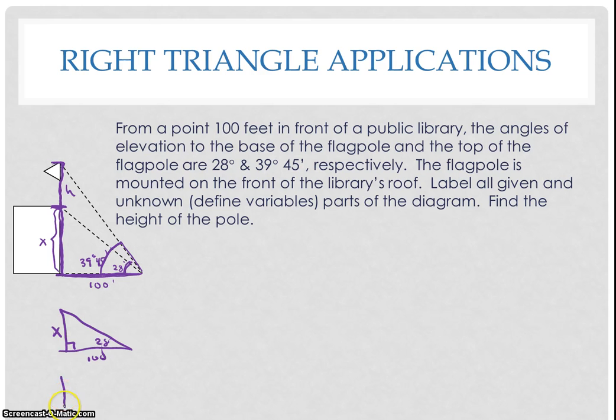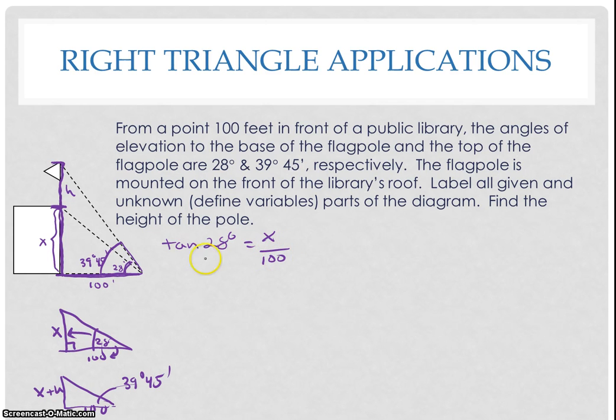So my second triangle has an angle of, or this angle is 39 degrees, 45 minutes. My base is 100, and my side here is x plus h. So I can write two equations, and I can solve them for my two unknowns being x and h. So since I have an angle and its opposite side and its adjacent side, I'm going to use tangent. So tangent of 28 degrees is opposite over adjacent.